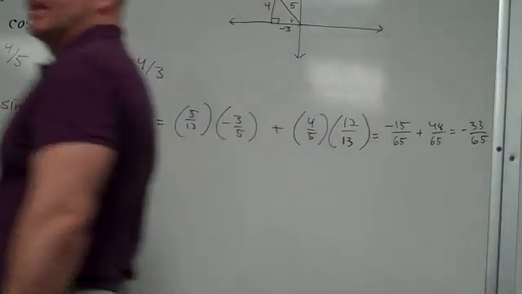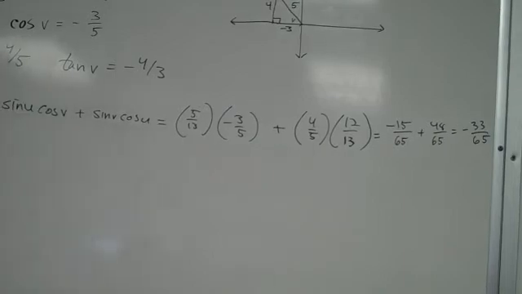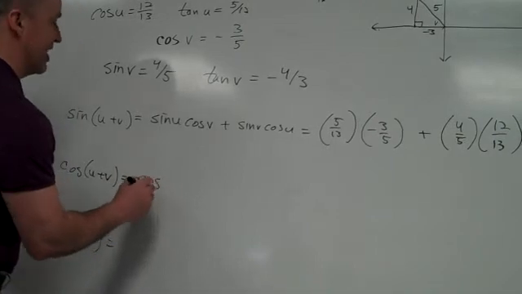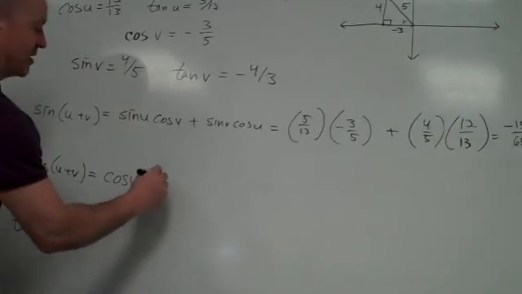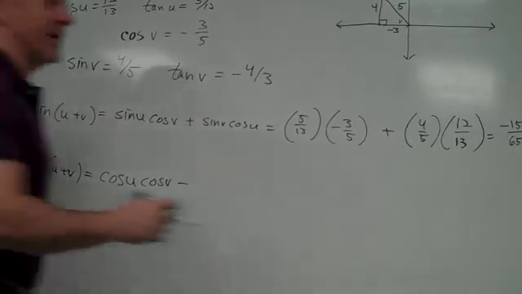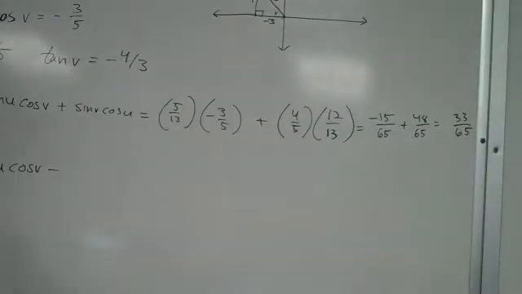Is that your final answer? That is my final answer. Now my cosine of U plus V is, help me out. This is cosine minus sine, right? Yes, you remember this better than I do already. Wait, that is wrong. It's not negative. Negative 33 over 65? It's positive. Thank you. Good catch.